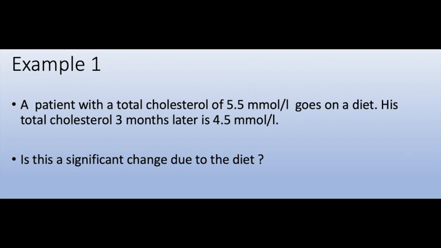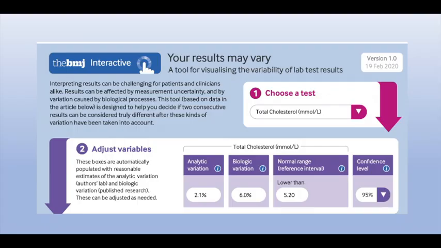Let's look at some examples. In this example, a patient with a total cholesterol of 5.5 millimoles per liter goes on a diet. After 3 months, his total cholesterol is 4.5 millimoles per liter. Is this a significant change due to his diet? I'm using an online calculator published on the British Medical Journal website to answer this question.